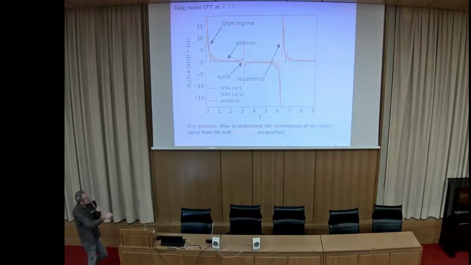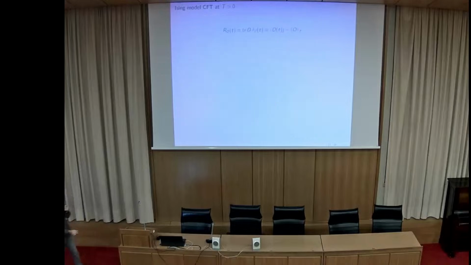So the key question is, can we understand both of those features from a bulk black hole perspective, and in particular can we understand this emergence of this intact signal also in terms of some bulk language of black holes. Yeah, I will show in a moment. Here those curly lines are truncated conformal space approximations, so these are just numerics, so that we can test that we are doing it right. The analytical result I will show on the next slide.